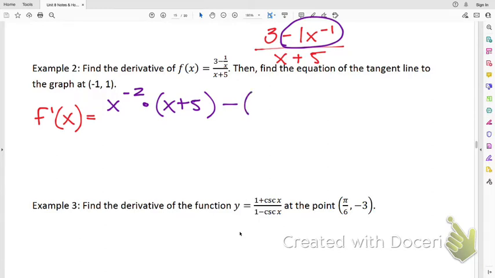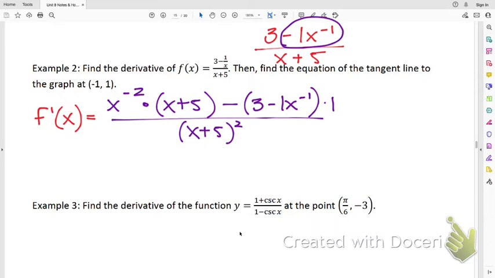First, just the top. Times what? Derivative of the bottom. Are we all okay with the derivative of the bottom being 1? Derivative of x is 1. Derivative of 5 is 0. All over what? X plus 5 squared.